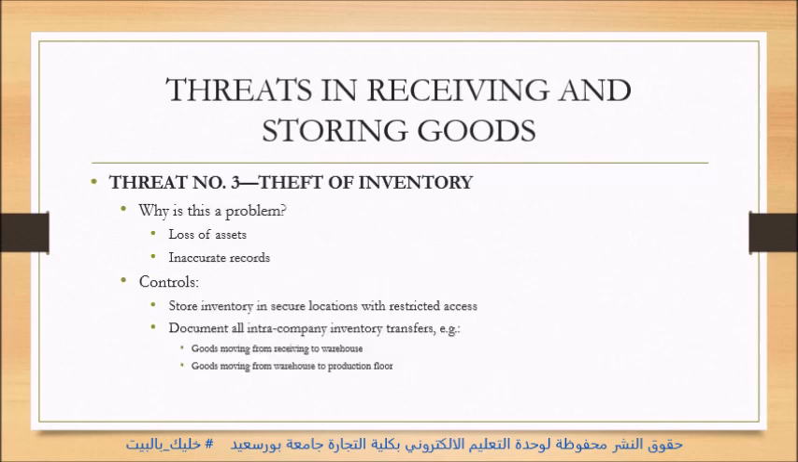The third threat is theft of inventory. Several control procedures can be used to safeguard inventory against loss. First, inventory should be stored in secure locations with restricted access. Second, all transfers of inventory within the company should be documented. Third, it's important to periodically count the inventory on hand and reconcile those accounts with the inventory. Finally, ensure proper segregation of duties.